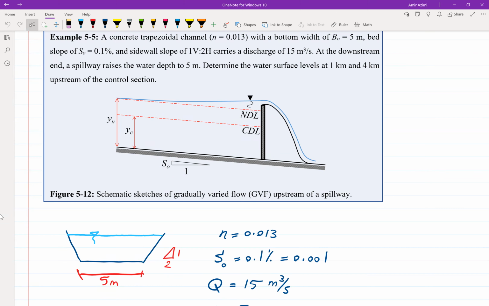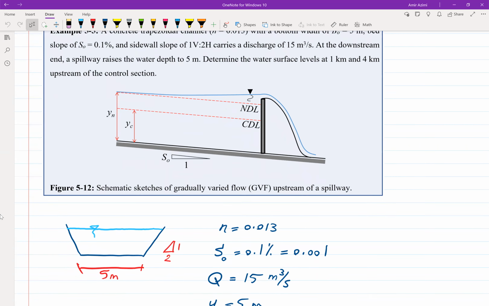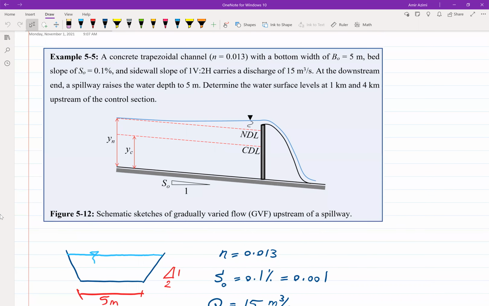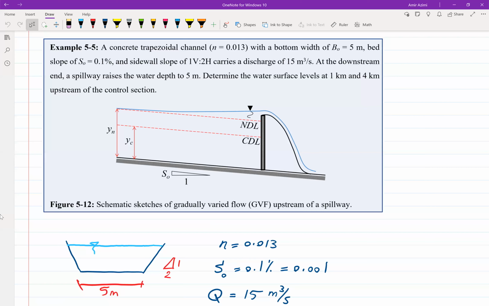So automatically, we need to calculate normal depth and critical depth to determine the classification. The question asks to determine the water level at 1 kilometer and 4 kilometers upstream of the control section. There are two approaches to determine the distance. We can either use the direct step method, which we solved in two examples, example 5-4 and 5-3, so I refer all of you to watch those videos.